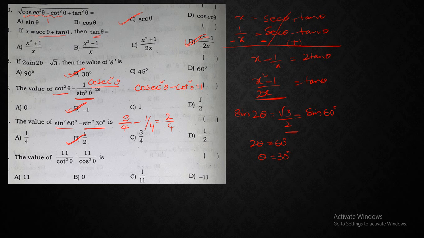Next, the value of 11 by cot square theta minus 11 by cos square theta. So if I take 11 as common, 1 by cot square theta I can write as tan square theta, minus 1 by cos square theta I can write as secant square theta. So already we know the order, but here it is given in reverse, hence its value is minus 1. So 11 into minus 1 is minus 11.